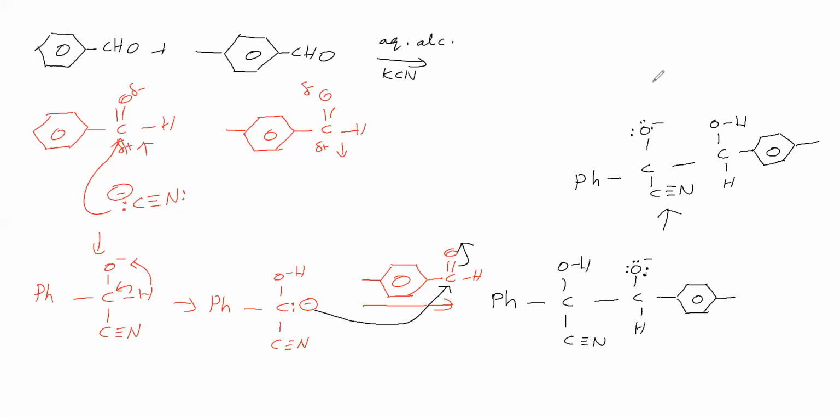This O minus is here. Now, this lone pair is shifting as a pi bond. This bond is shifting. This CN minus is leaving. So we are getting Ph, C double bond O, this CH, OH, here phenyl ring, here methyl. Okay.